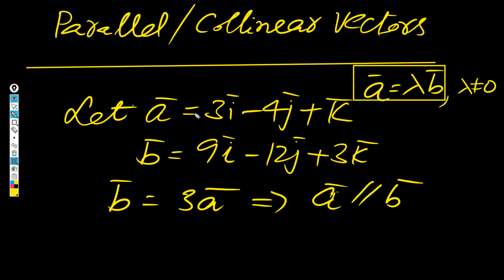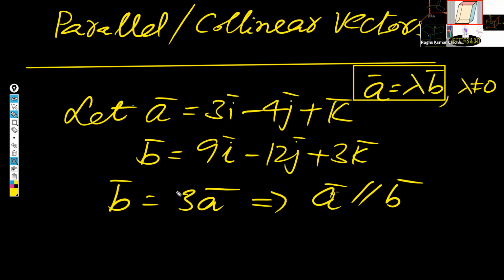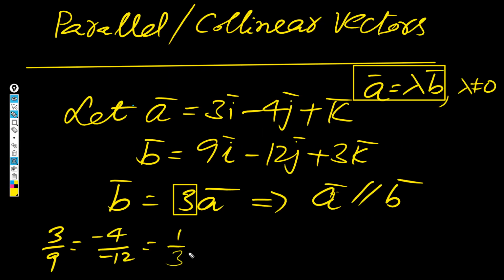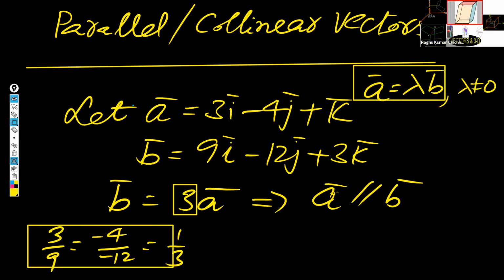B bar is nothing but 3 times A bar, and hence there exists a linear relation between B bar and A bar, so we can say that they are parallel or collinear. Then how do you see this in three-dimensional form? Very simple. The components must be proportional, that is 3 by 9 is equal to minus 4 by minus 12 is equal to 1 by 3. And this is the 3D form.